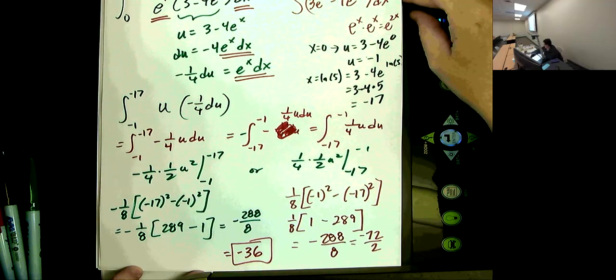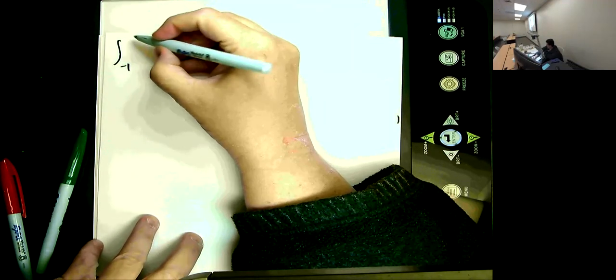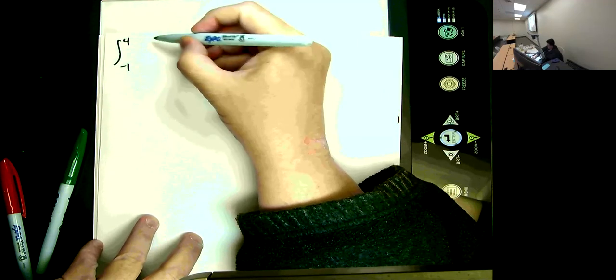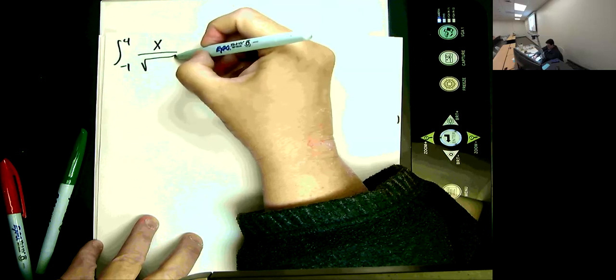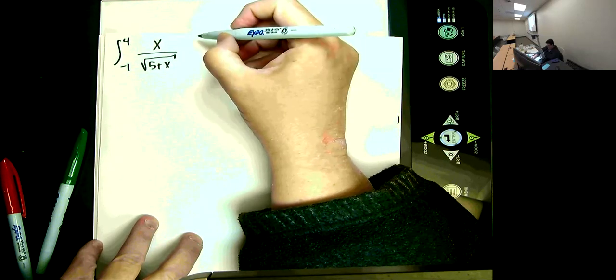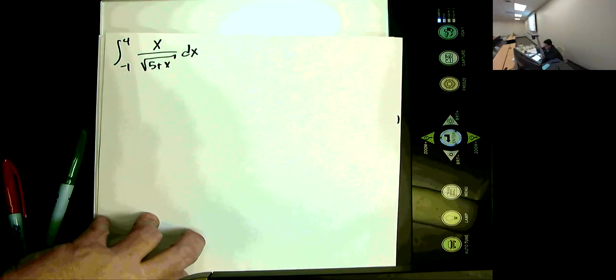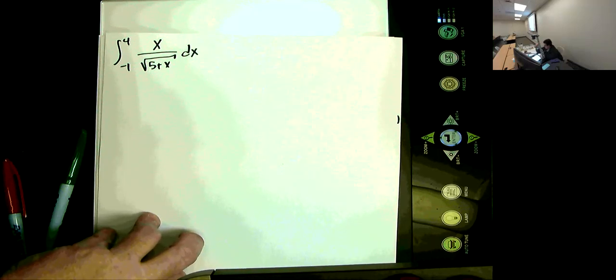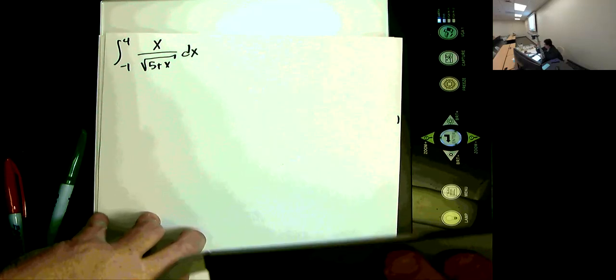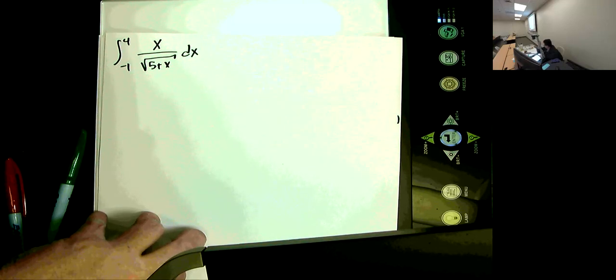All right, you want one more? Do it. Let's bring the thunder. The integral from -1 to 4 of x over the square root of 5 plus x dx. Any ideas here?